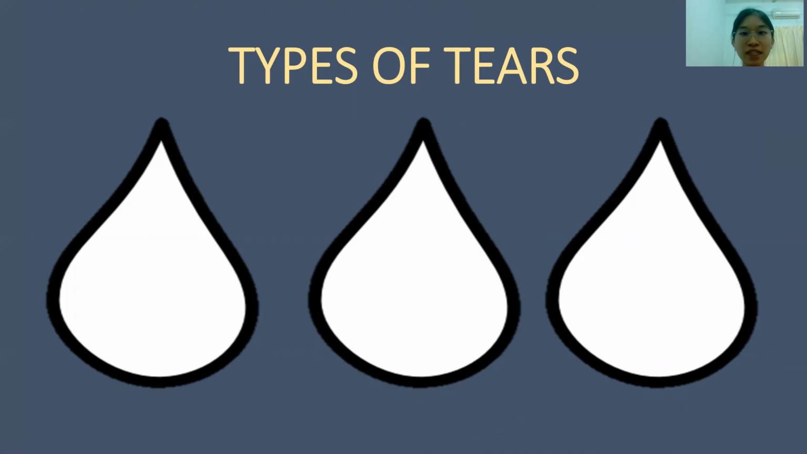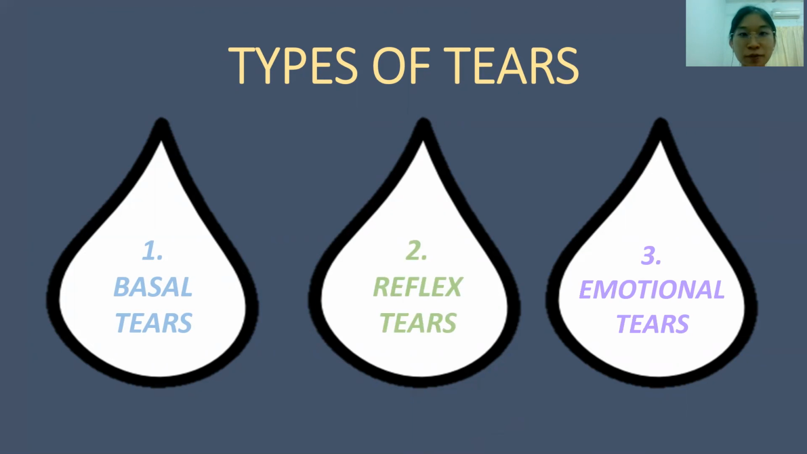To end the presentation, I would like to summarize the 3 types of tears, which are basal tears, reflex tears, and emotional tears. I hope you like this topic, and in the future, you will be grateful that you have these 3 types of tears that help you to maintain your physical health and mental health.